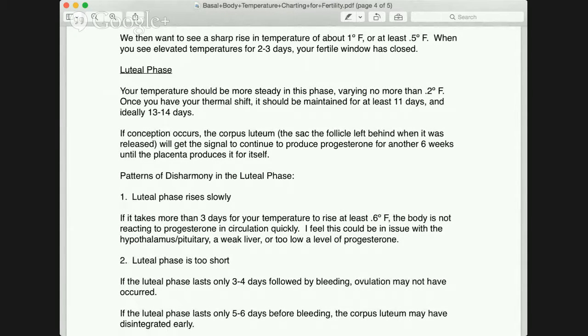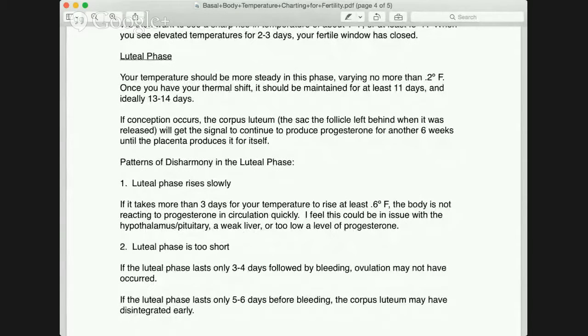After you ovulate, the corpus luteum is making that estrogen. If conception occurs, the corpus luteum will really kick into high gear and keep producing high amounts of progesterone. If conception does not occur, that corpus luteum will basically disintegrate.